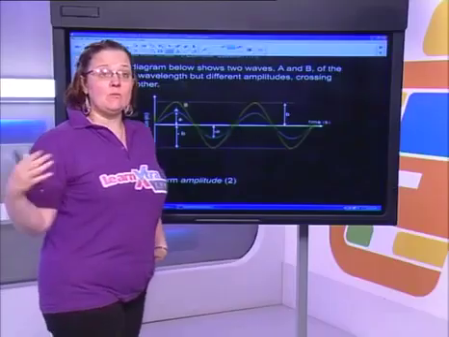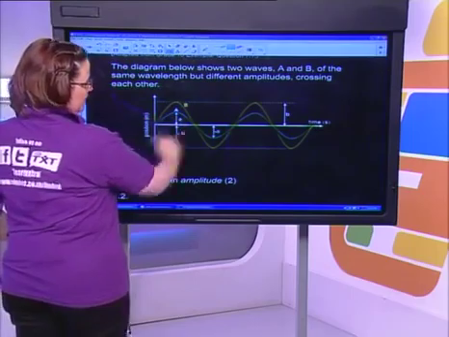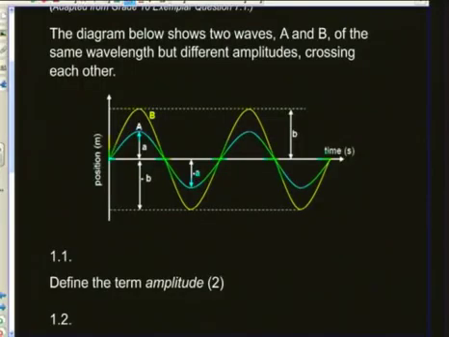Now, with them having the same wavelength, that really helps us. It means that they go to the rest position at the same time. It's quite nice in terms of the way you can see them crossing, because they're reaching crests together and troughs together, which makes life very easy. So nothing difficult about the diagram.